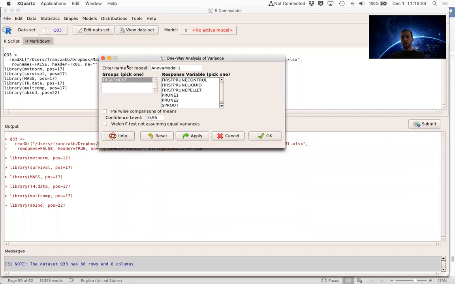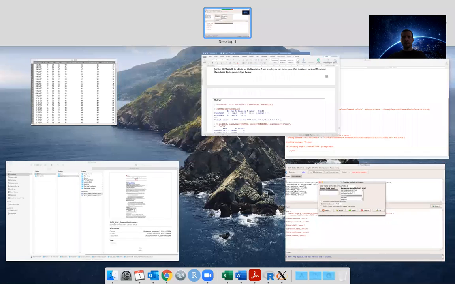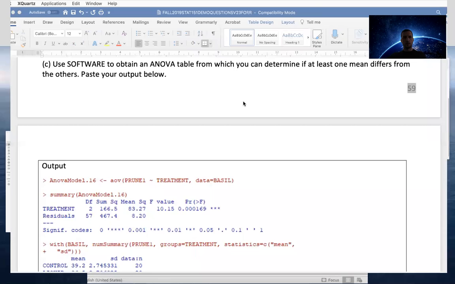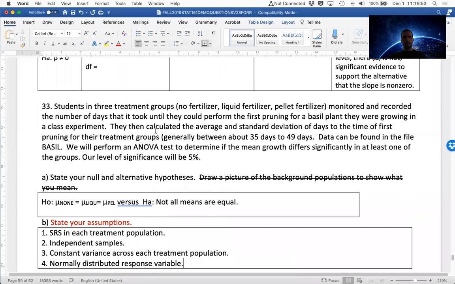Our treatment, or the group, is going to be the treatment. That's the only categorical variable in the data set. And then we're going to have prune 1 as the response. Okay. All right, the significance level for the test is 5%, I believe. Yep.